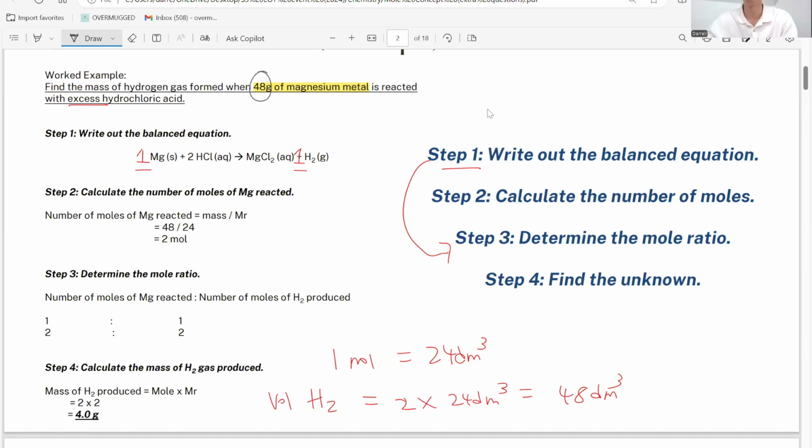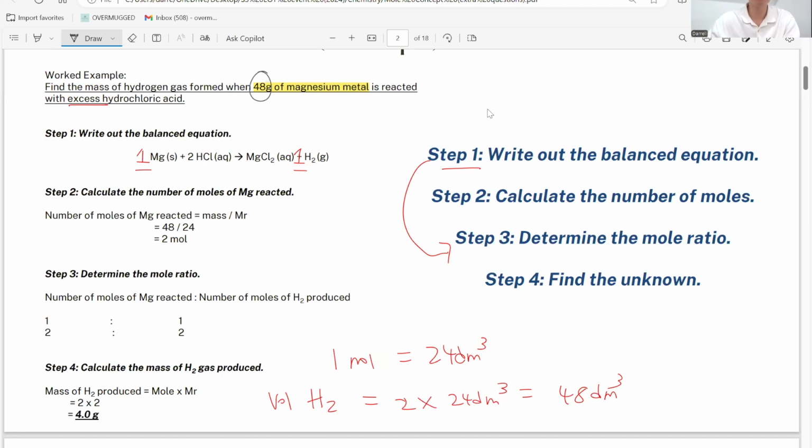Now, what is mole ratio? Mole ratio is based on your equation. Let me go a bit deeper over here. When we compare mole ratio, we are comparing the magnesium with the hydrogen. Why do we do that? In step 2, you have already solved for the number of moles of magnesium. But is the question asking you for magnesium? It's not, right? What is it asking you for? They're asking you to find hydrogen gas. So what should we do?